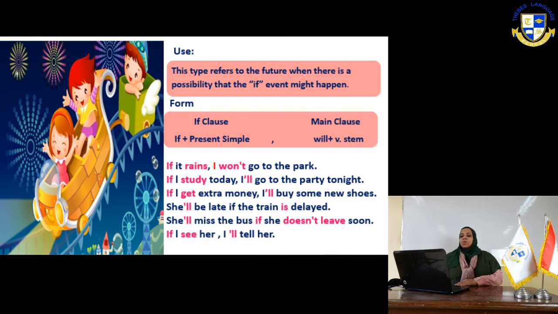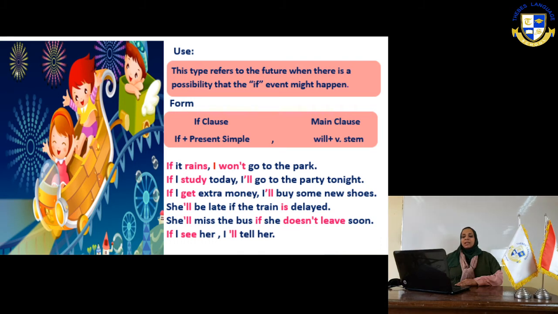Okay? She will miss the bus if she doesn't leave now. Now, doesn't leave here is the present simple. It's a negative form of the present simple. And how can I know that? Because there is if. After if, I put the present simple. And the other part is will plus the verb in stem. If I see her, now this is present simple, I'll tell her. This is will plus verb in stem.